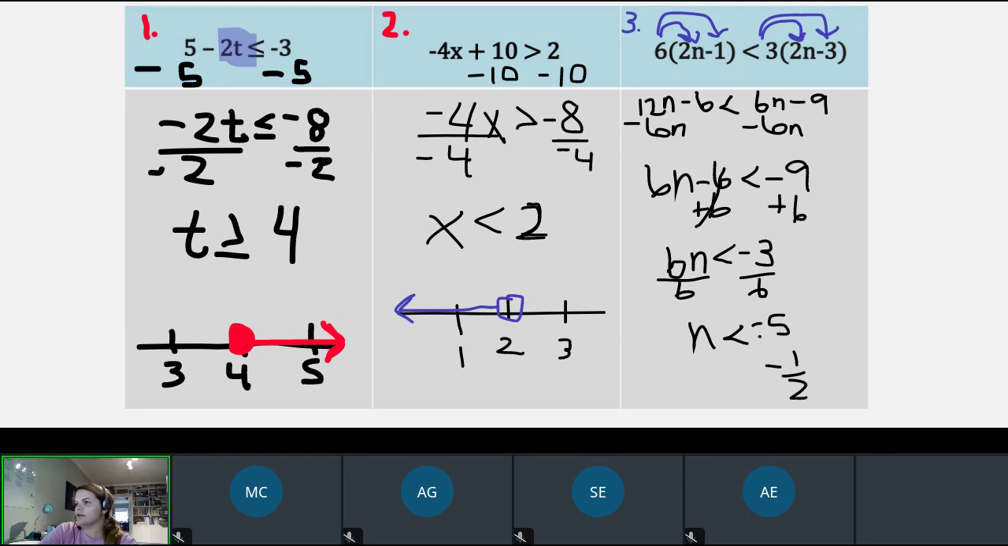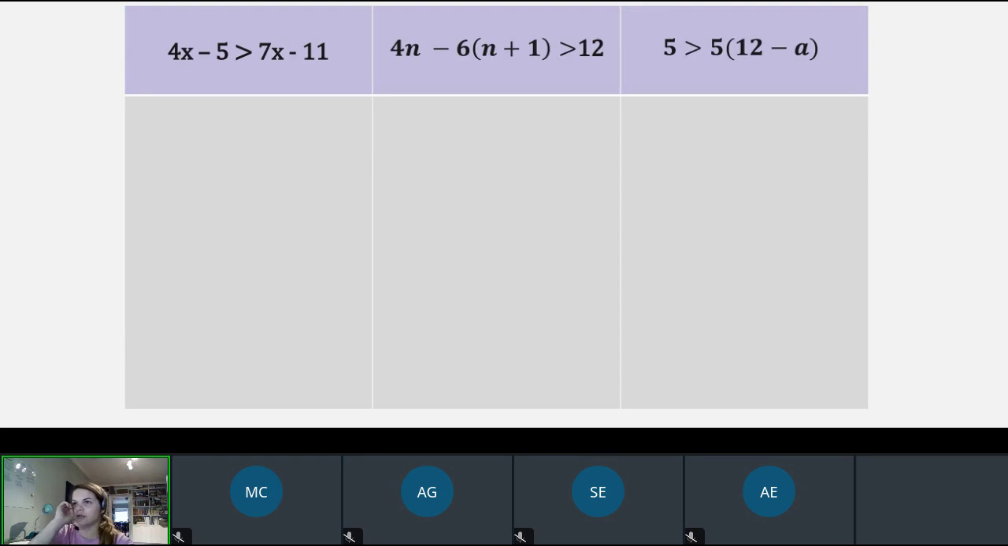All right, good deal. Okay, so let's go ahead and we're going to try some more. We're going to do these 3 and then we will be done. So let's go ahead and work on number 1. So number 1, we want to go ahead and move our 4x to the other side. So y'all tell me in the chat, how do I move that 4x to the other side?